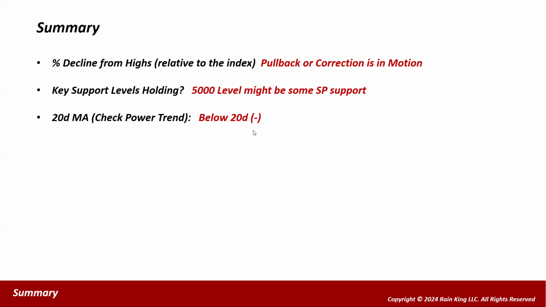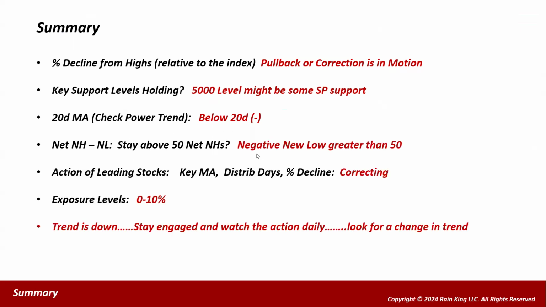So we're below the 20-day moving average. The trend is down. Net new lows are greater than 50, so that's a negative sign. Nothing's really doing well because we're correcting. The leading stocks are correcting. They're building bases. Exposure levels, I believe, should be 0 to 10%. And really the 10% might be that one stock that you're trying to hold through a base that you want to play out for a bigger move. But clearly the trend is down.